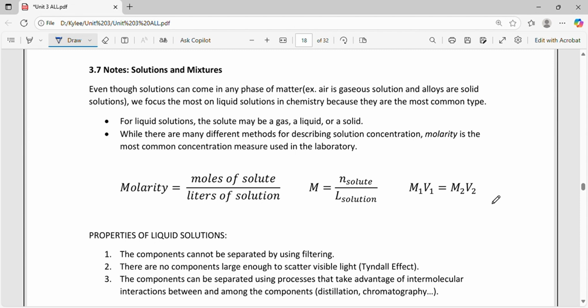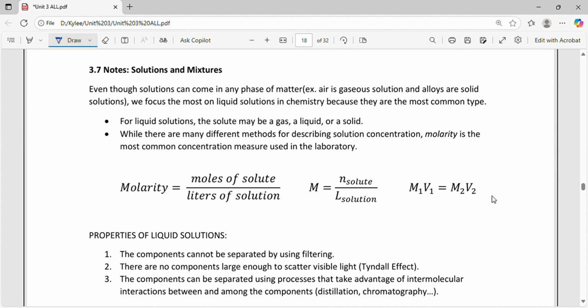Even though solutions can come in any phase of matter, for example, air is a gaseous solution and alloys are solid solutions, we focus mostly on liquid solutions in chemistry because that is the most common type. For liquid solutions, the solute may be a gas, liquid, or solid, and while there are many different ways to describe solution concentration, molarity is the most common concentration used in the laboratory.